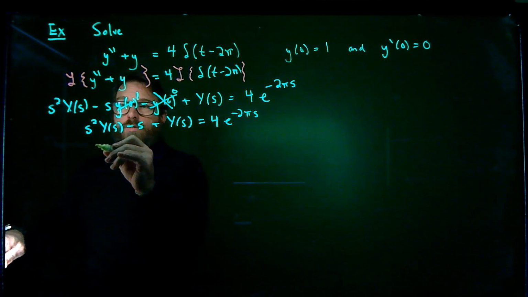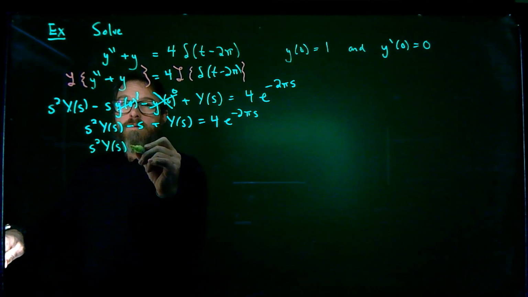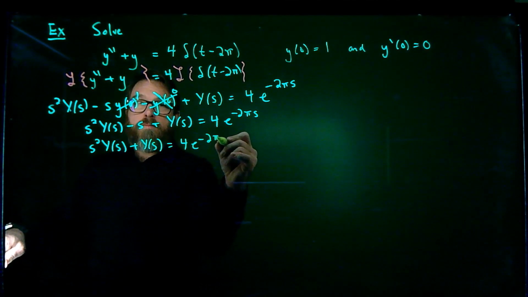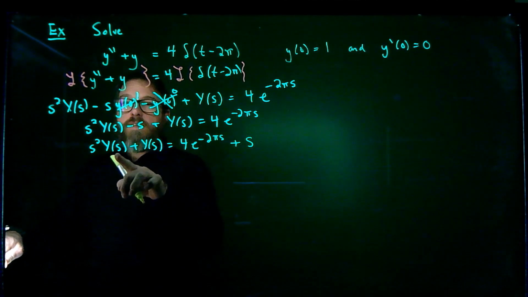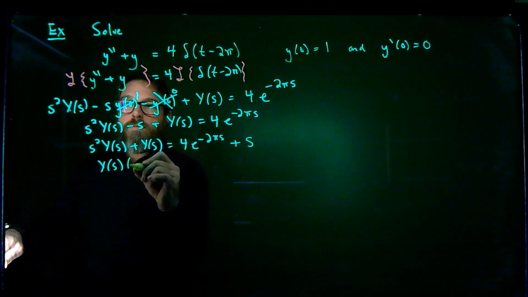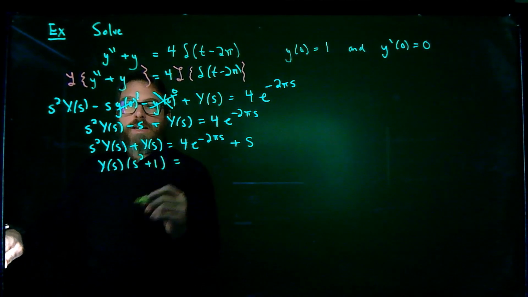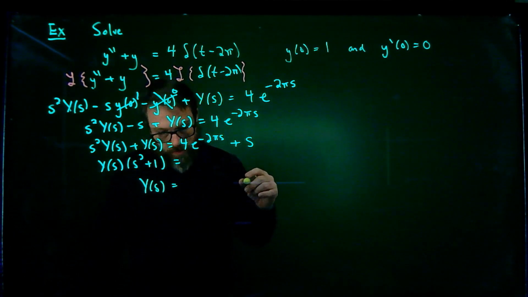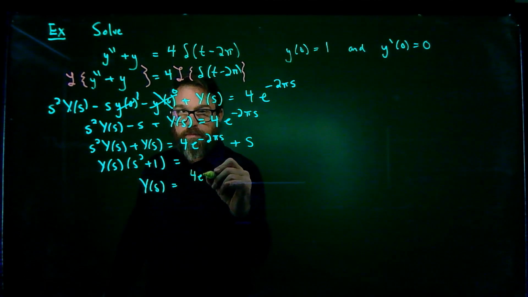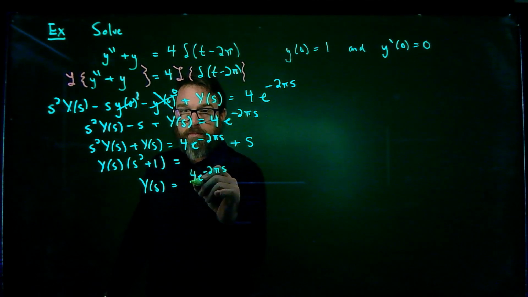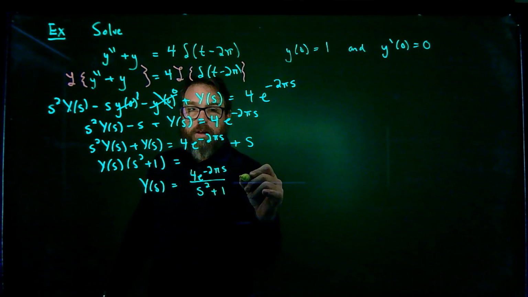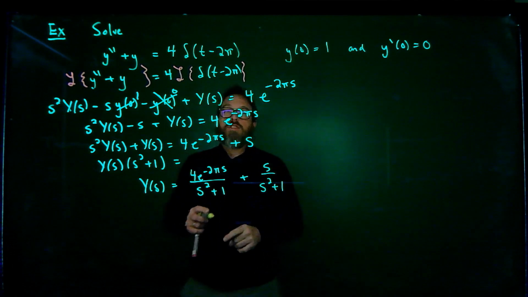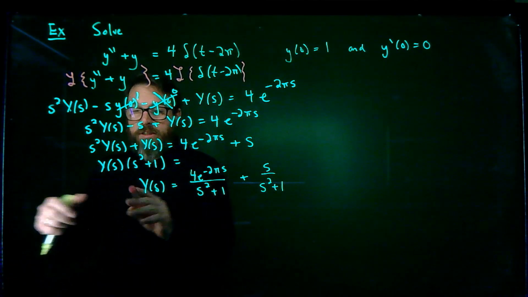So sending this s over, and then I'm going to factor this out. I'll do all the work. Is equal to that side. So then finally, capital Y of s is going to be equal to this over s squared plus 1, plus s over s squared plus 1. So now that it's solved for this, I just have to take the Laplace inverse of both sides.